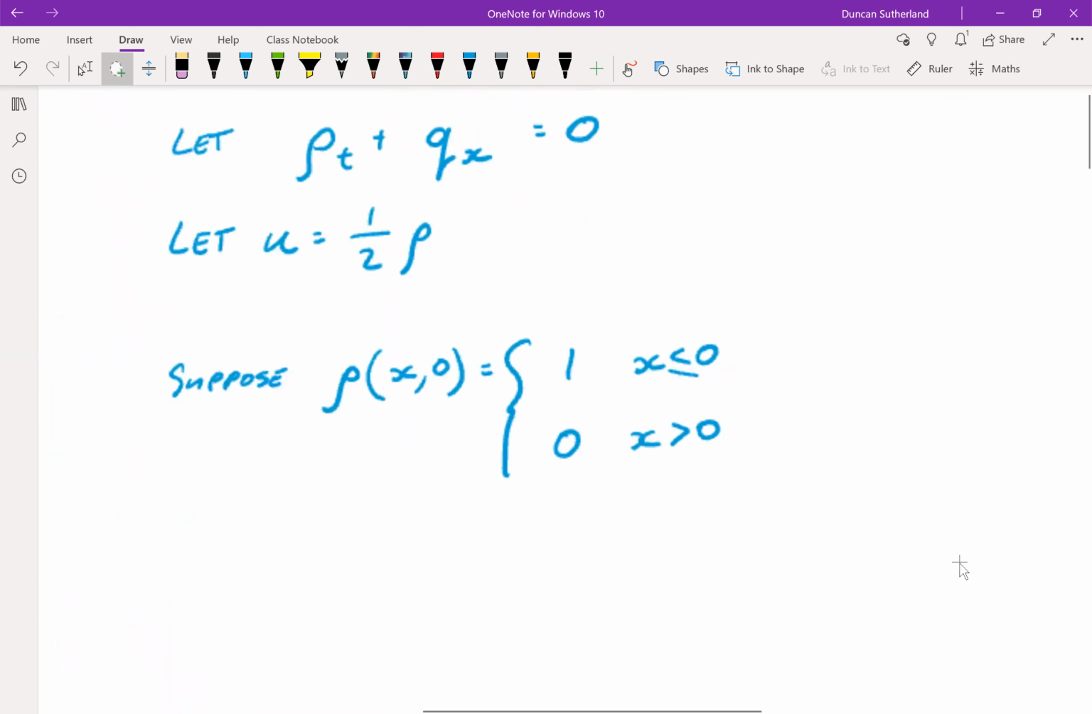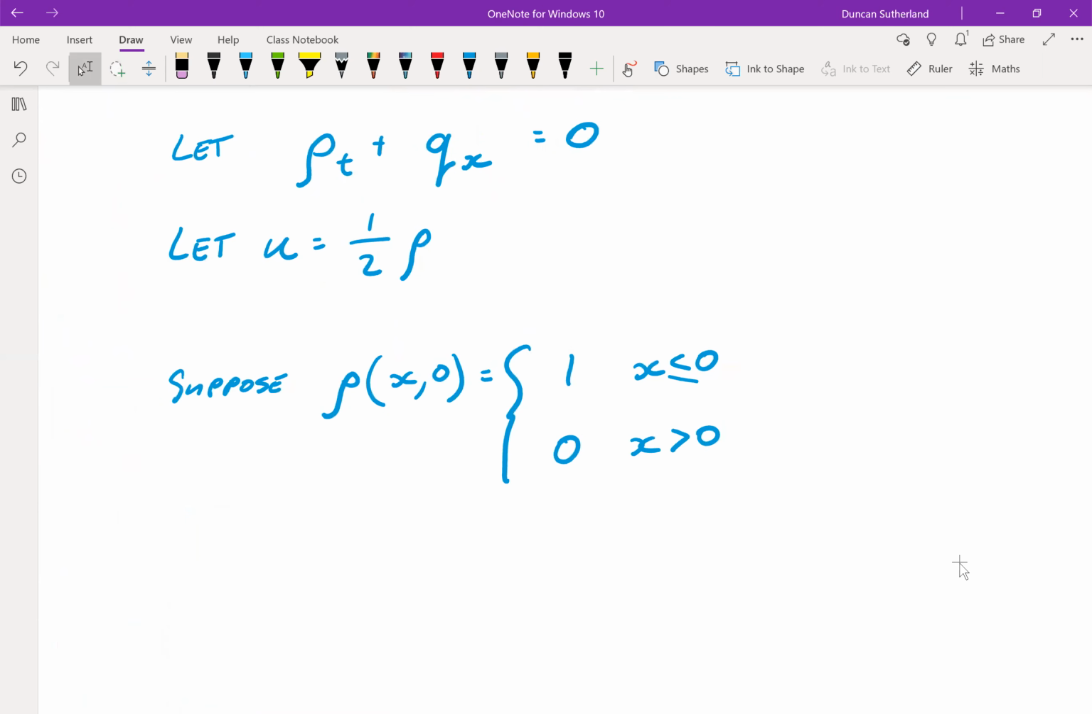All right, so we're given a hyperbolic conservation law, and we're told that the speed of whatever this stuff is is given by half rho. We're given an initial condition for rho, which is a step function. So you can think of rho as being some density. Maybe it's a fluid density, maybe it's a traffic density. We're given that u equals half rho, so that's the speed of the individual elements of whatever this stuff is.